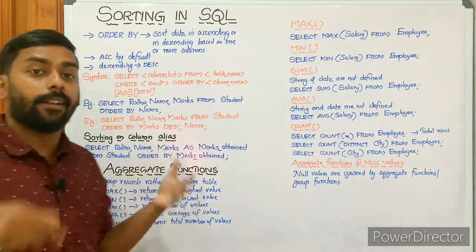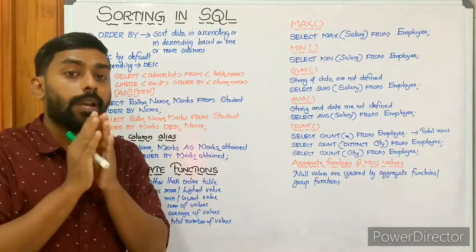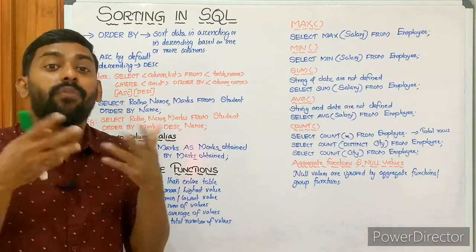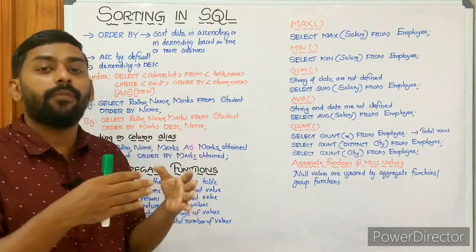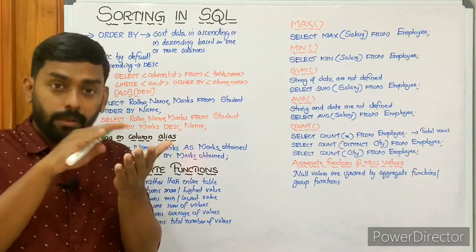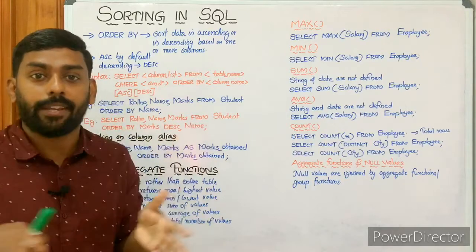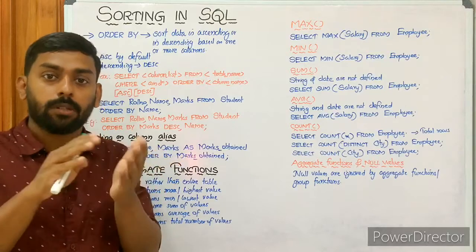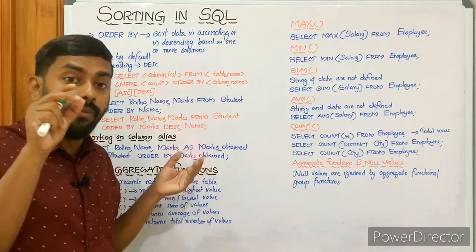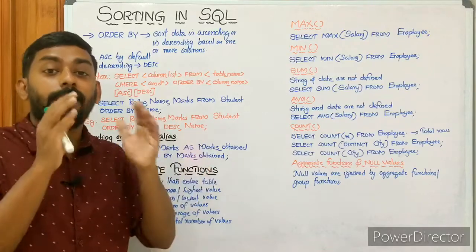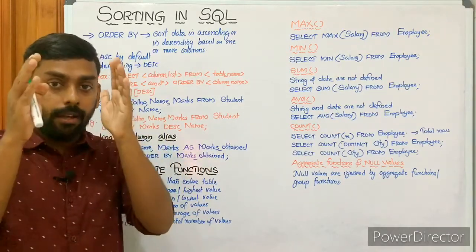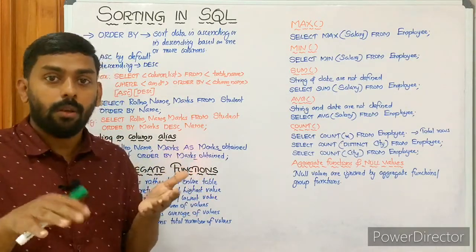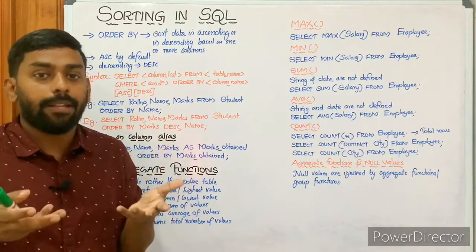Now let's move on to aggregate functions, okay. Aggregate functions play a vital role here in SQL. Actually, aggregate functions can also be termed as group functions. So far we have worked with either a single column, or a single row, or multiple rows, or the entire table, right? With aggregate functions or group functions, these are functions that work on a single column, or we can say multiple rows, or the entire table itself.